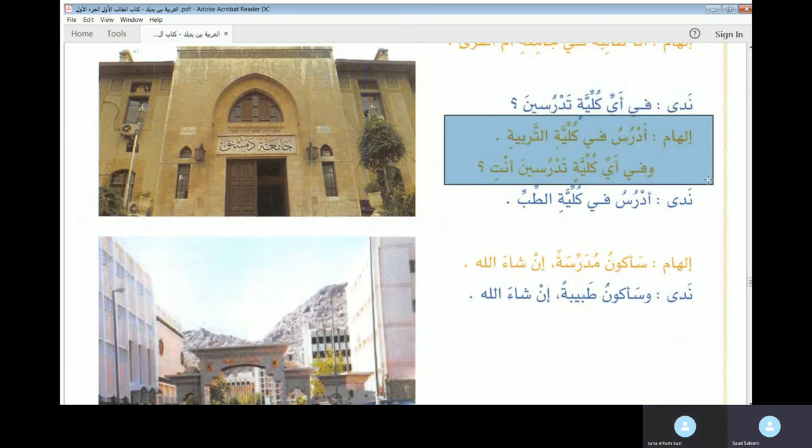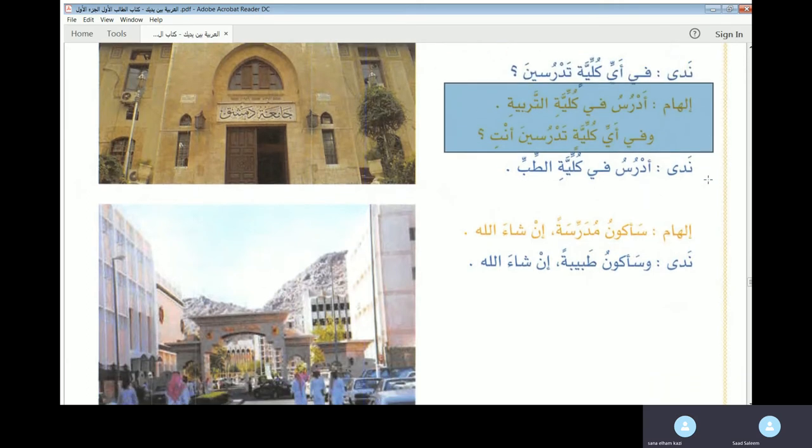Adrusu fi kulliyyat at-tarbiya. I'm studying in the faculty of education. I study in the faculty of education.